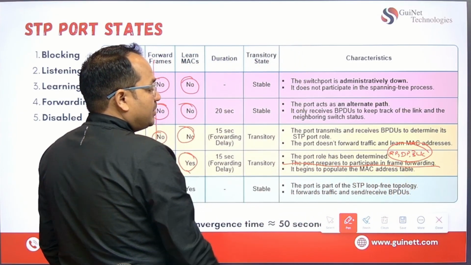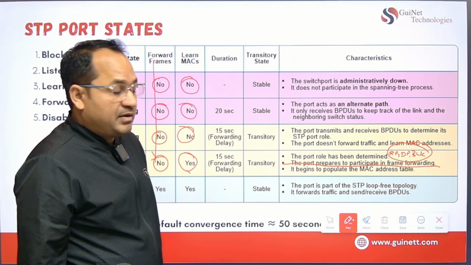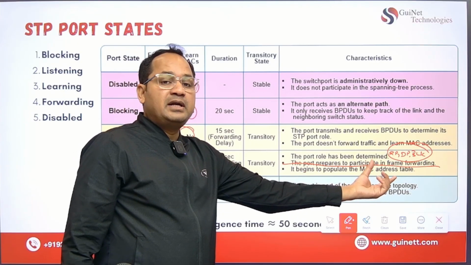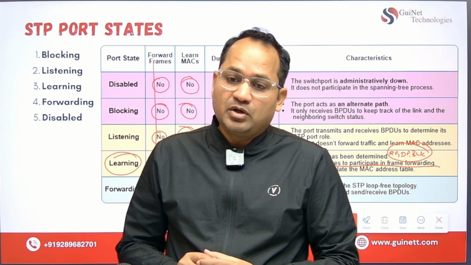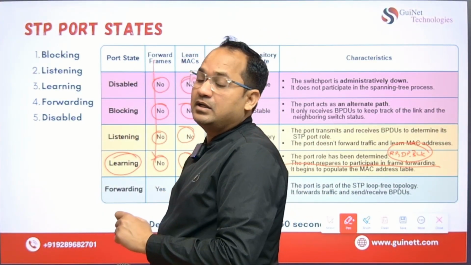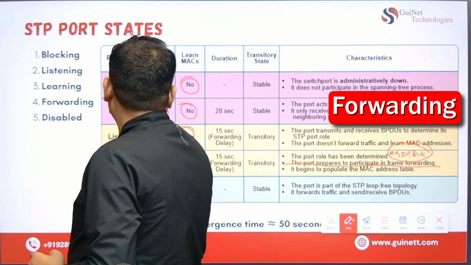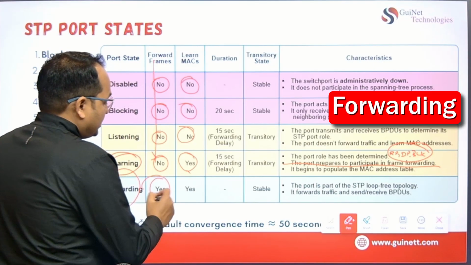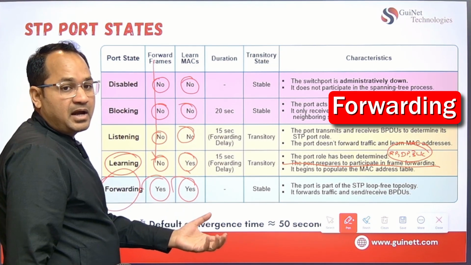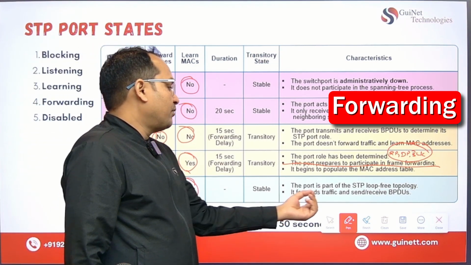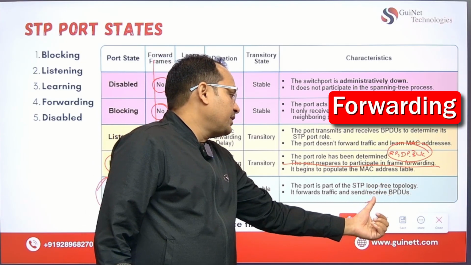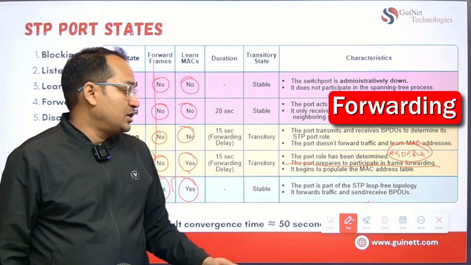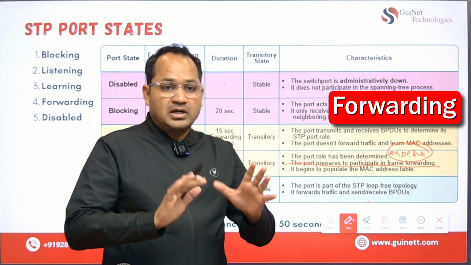Means the port is going to be ready to participate in frame forwarding, and in this case, they populate the MAC address table. Means the MAC addresses from both sides are going to be populated, and then finally you reach the forwarding state where your layer 2 frames are going to be forwarded based on the MAC table. This is part of the loop-free topology, and it forwards the traffic from the source to the destination. That's when BPDUs start exchanging.